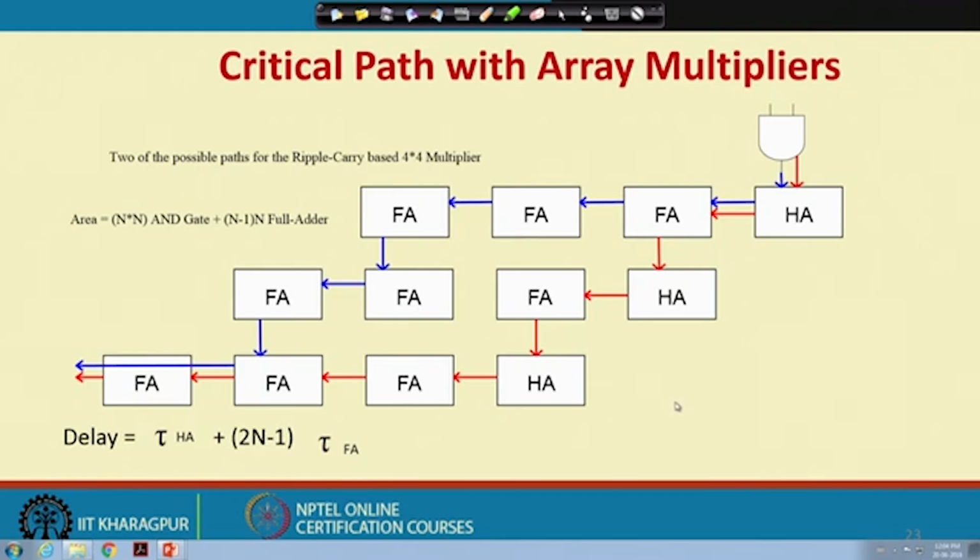Okay. If this means y of n and x of m, then at that time this number will be m plus n minus 1 number of full adder delay. Okay. So, this is the critical path of this array multiplication.